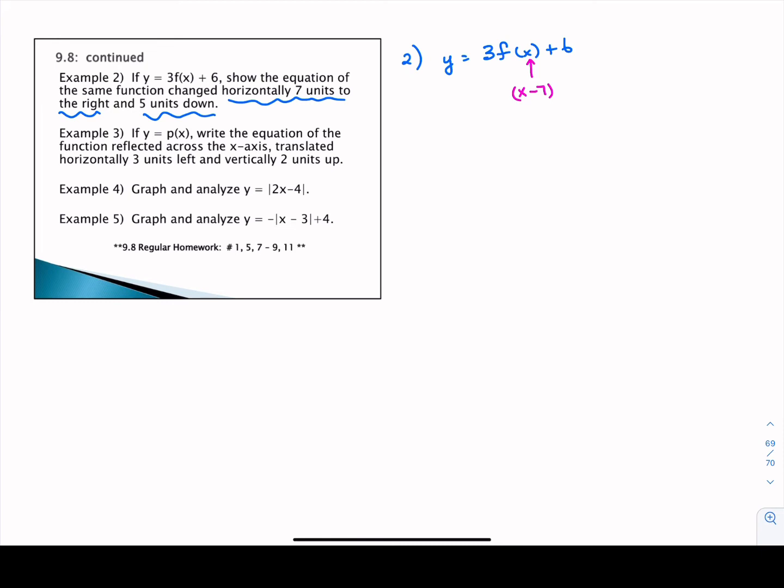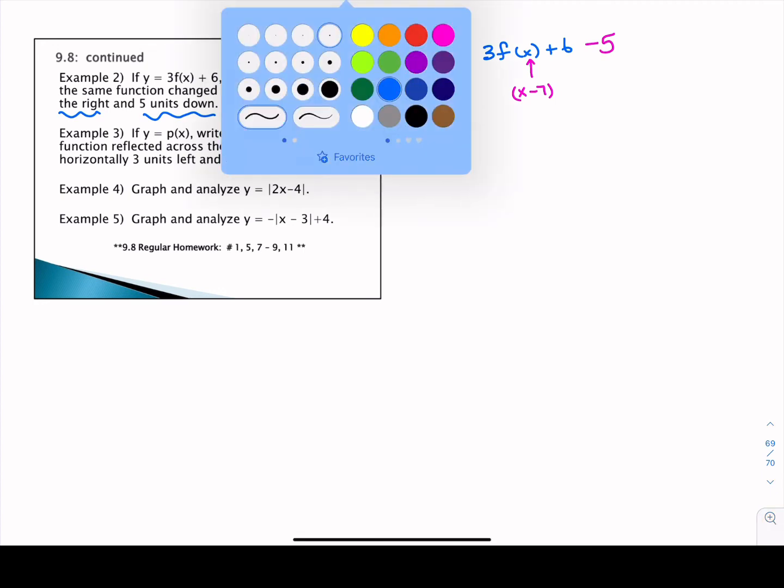And what we know is that whenever we have a function that we want to move vertically, we tack that number onto the end of the equation. So we already have a plus 6, and that's kind of insignificant. But what we want to do is manipulate this whole thing another 5 units down. So we have to subtract 5 off the end of the function in order to make that true.